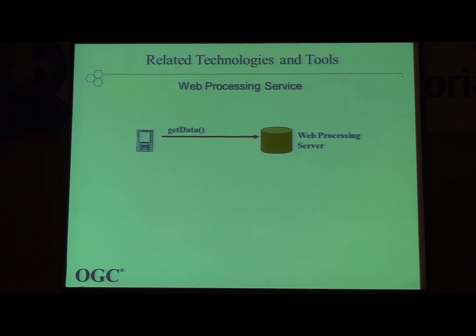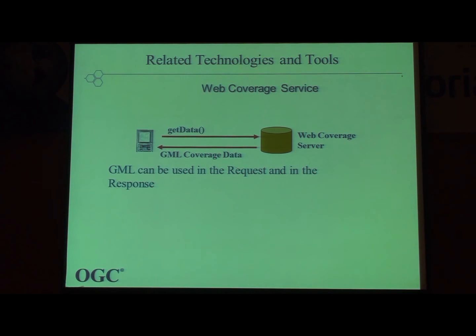Okay, the web processing service. Basically the idea is that it exposes a set of signatures. Okay? What are the inputs, outputs of a process? So what it'll return if you give it certain inputs. And GML can be used in request and response in some web processing services. Ones that process GML, particularly GML geometry. Examples of that have been seen where geometry is sometimes clipped to a certain bounding box, and so a processing service will go through and do the clipping process. Web coverage service. Again, you can make a get data request to it. It will return a GML coverage in encoding. And so GML can be used in both the request and response in this case.